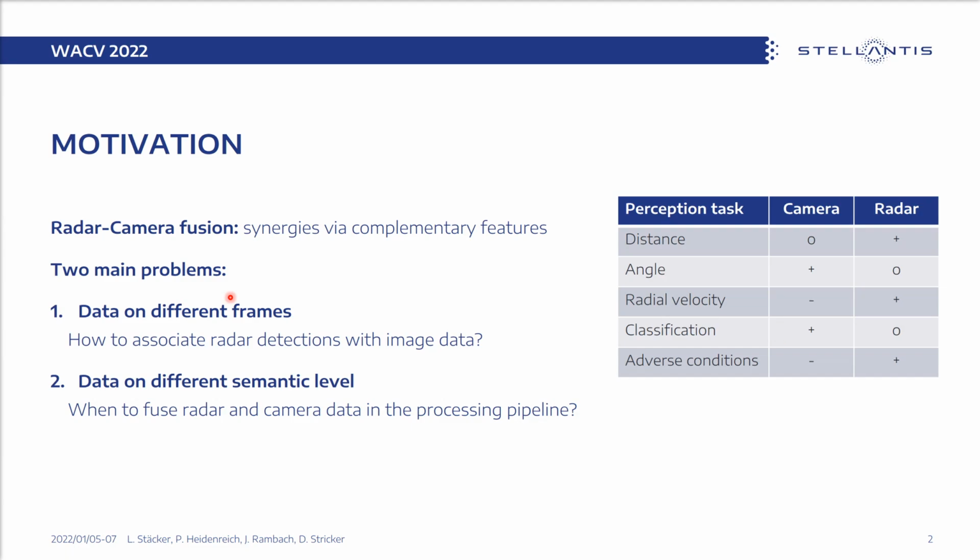However, when trying to fuse radar and camera data, two main problems arise. First of all, the data is on different frames, the image frame versus the bird's eye view frame. So we need to ask ourselves how we can associate radar detections with image data. The second problem is that the data is on a different semantic level as well, with the raw RGB pixels versus the radar detection list. So we also need to ask ourselves when it's best to fuse radar and camera data in our processing pipeline. For both of these problems, we made advances in this paper, which I now want to present.